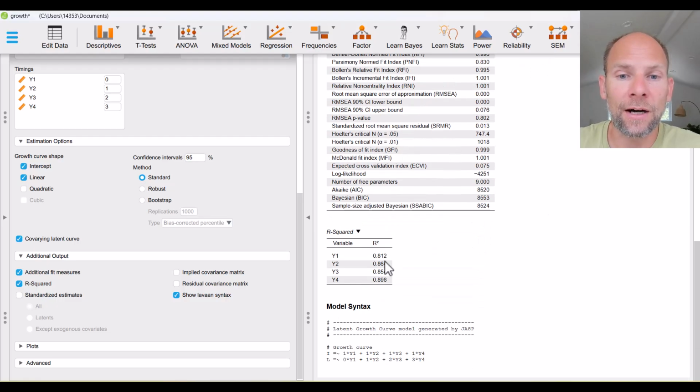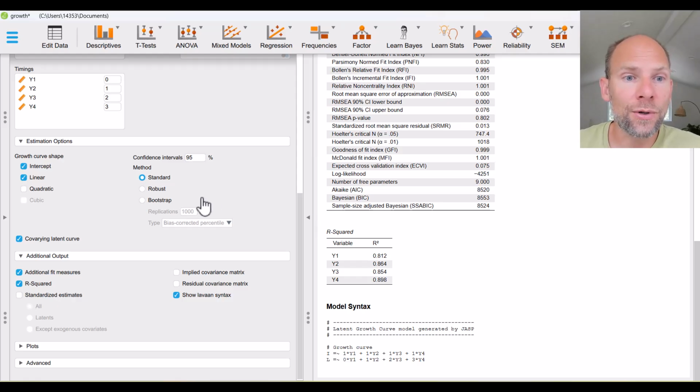Also we get R squared, which tells us what proportion of the variance in each observed variable is accounted for by the intercept and slope factor, so by the growth curve. And you can see here over 80% of the observed variance is reflected by the growth factors, which also is an indication that the linear growth curve model fits the data well, because there's not a whole lot of unexplained variance, there's not a whole lot of unreliable variance here in these data, so that's nice.